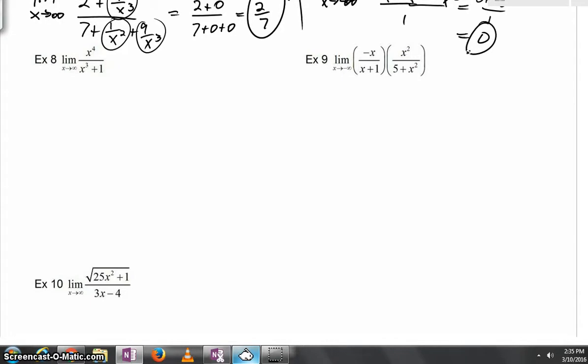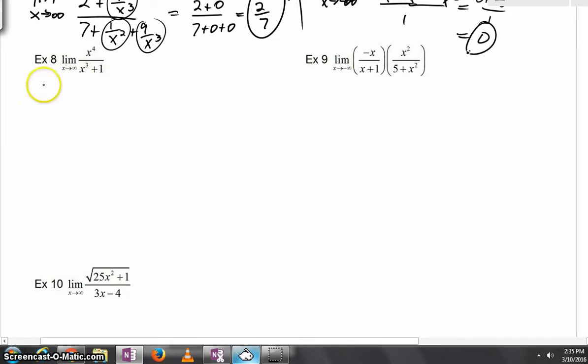Okay, with lesson 1.4, here's our second day. We're going to tie up some loose ends. We weren't able to finish yesterday, but we're certainly going to do so now. The big difference in these problems is as you look down below, you're going to see x headed towards either a positive infinity or a negative infinity.